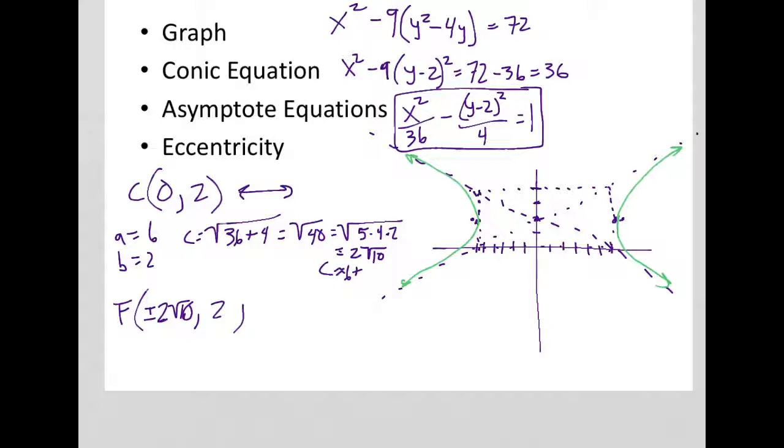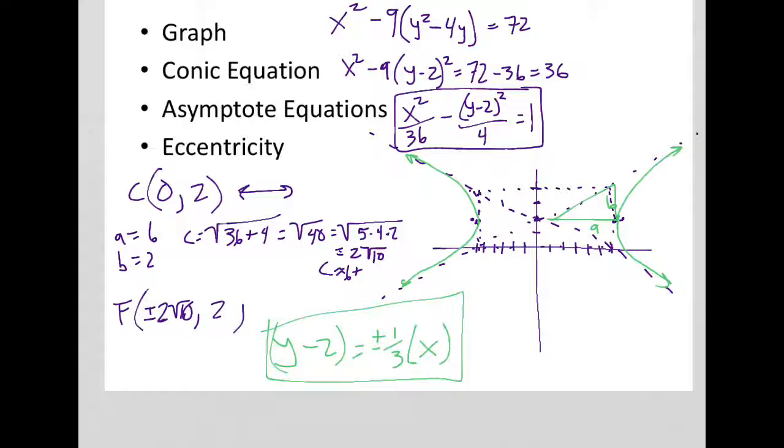So again, think of the rise this time. If you're picturing that as a little triangle, the rise is B, the run is A. So we need y minus 2 equals plus or minus B over A, so 2 over 6, which will simplify to 1 over 3, times x, because the center has an x value of 0. So there are the equations of the asymptotes right there.